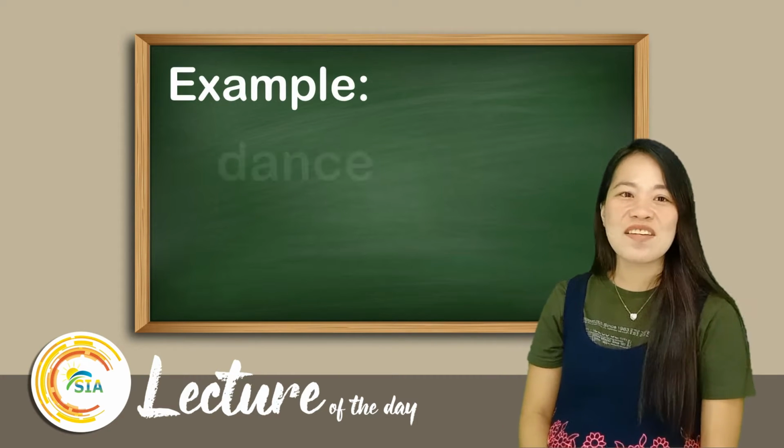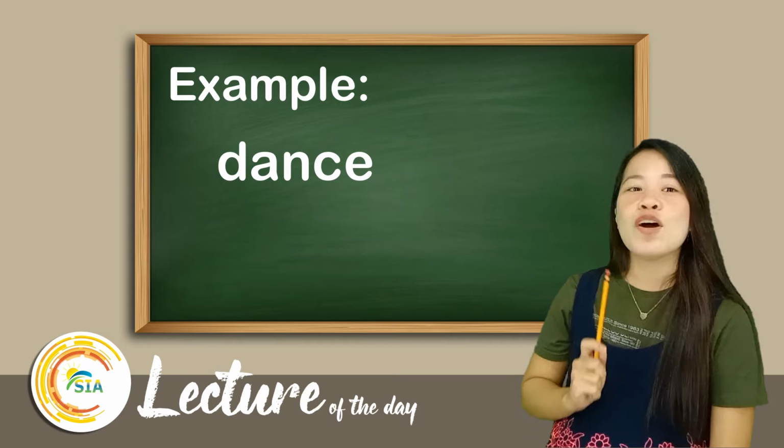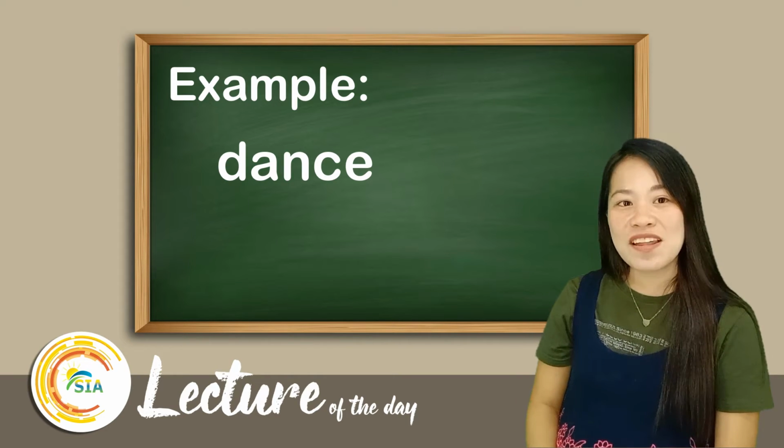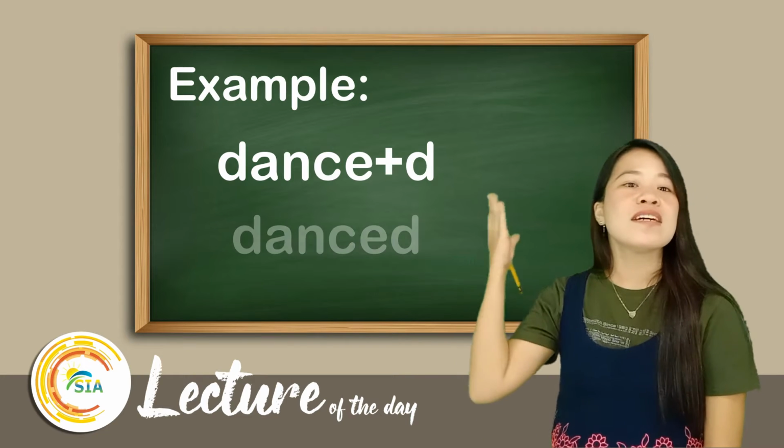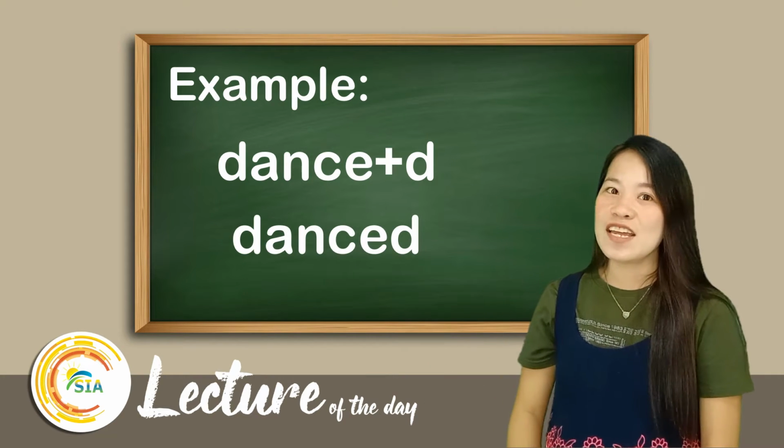For example, the verb dance. So always remember, dance ends with letter E, so we will just add D. So dance becomes danced. Again, danced.